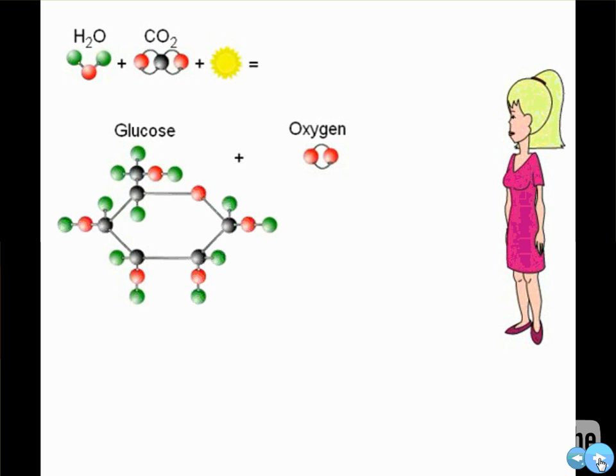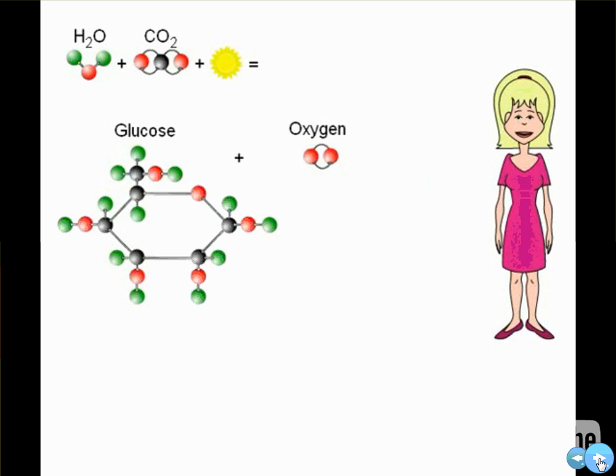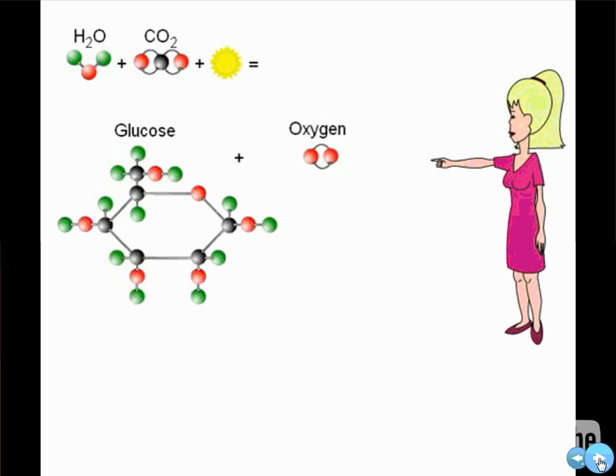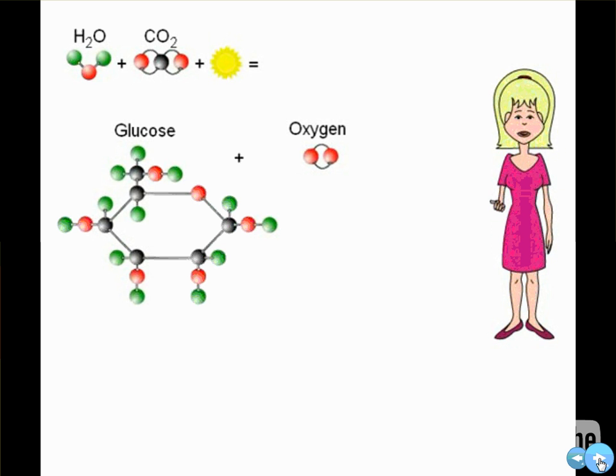The absorbed light energy from the sun is used to join water and carbon dioxide to form glucose, or sugar. The glucose is then distributed throughout the plant as food. Oxygen is a byproduct of this reaction and is released back into the air. And that is how most plants prepare food for themselves.